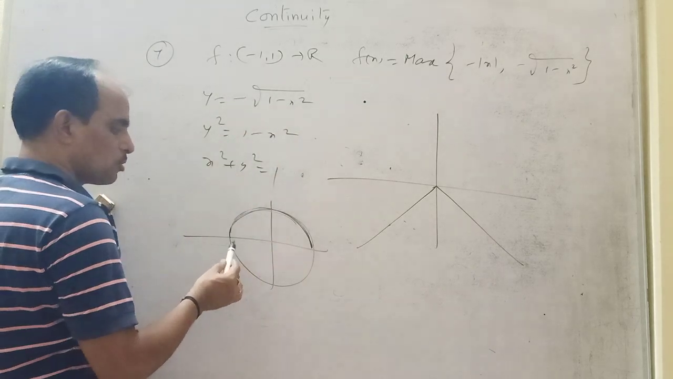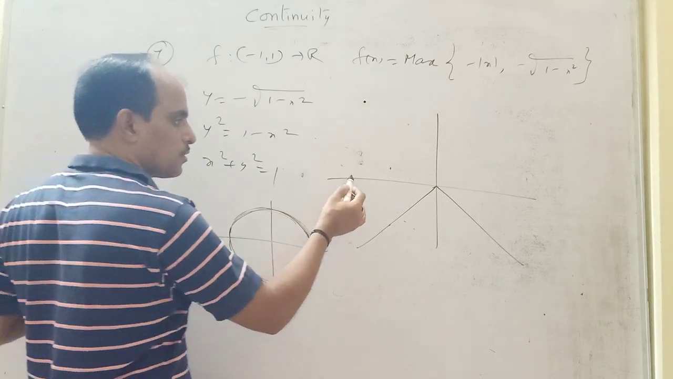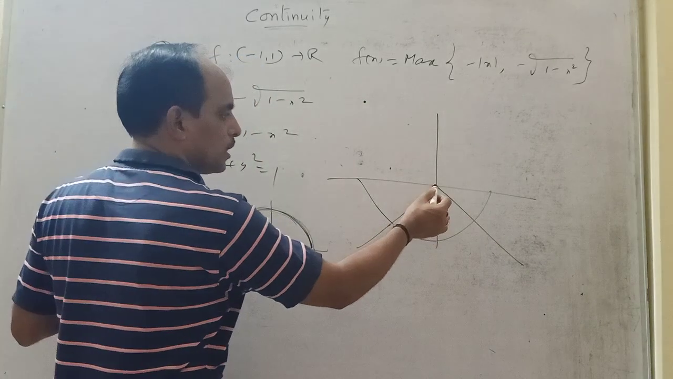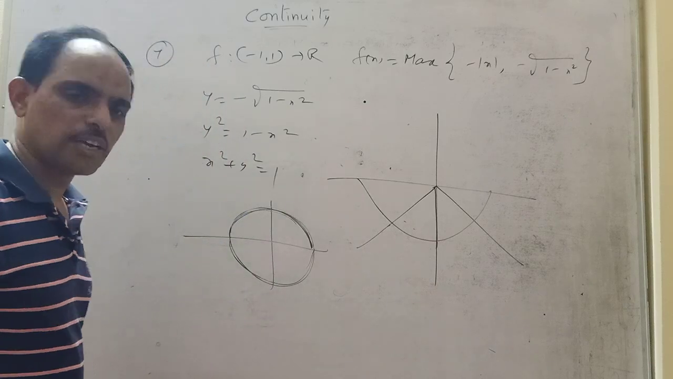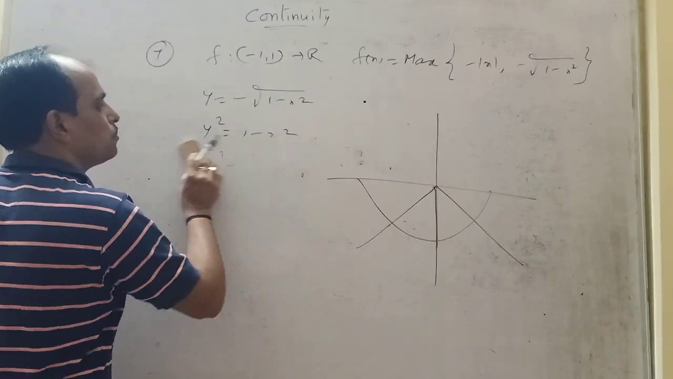Since y is equal to root of 1 minus root of, you have to draw the graph. The graph will be like this. Okay, it is a semicircle. Is it clear?